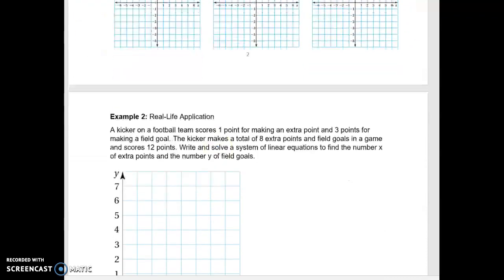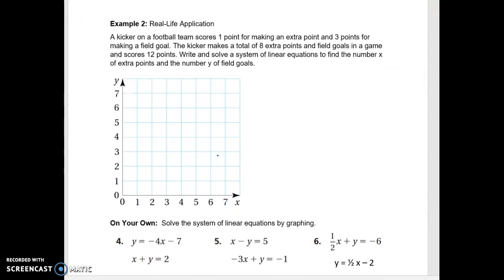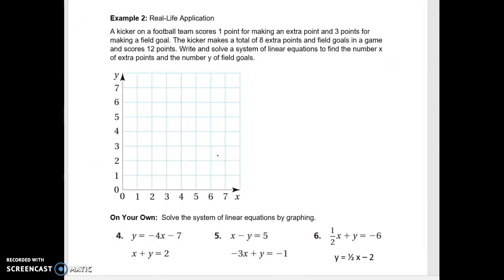Okay, so go try those on your own. All right, here is example 2.